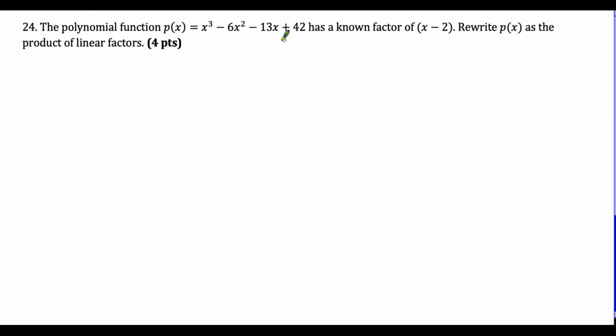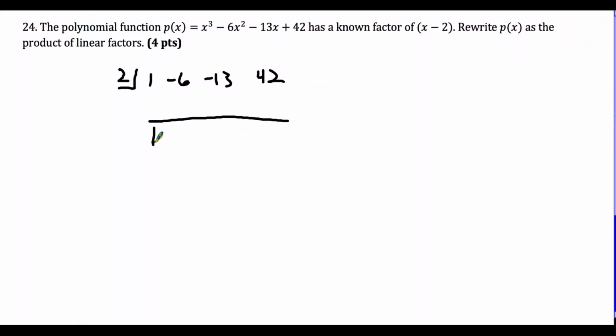On the next one, again, we want to synthetically divide, but this time we are told that x minus 2 is a factor. So right off the bat, I know that when I synthetically divide here, I should get a remainder of 0. So up in my box, the value that makes this factor equal to 0 is positive 2, and then list out my coefficients, and then go through my synthetic division process.